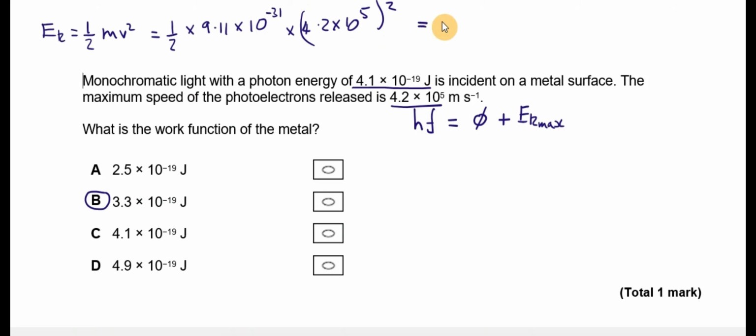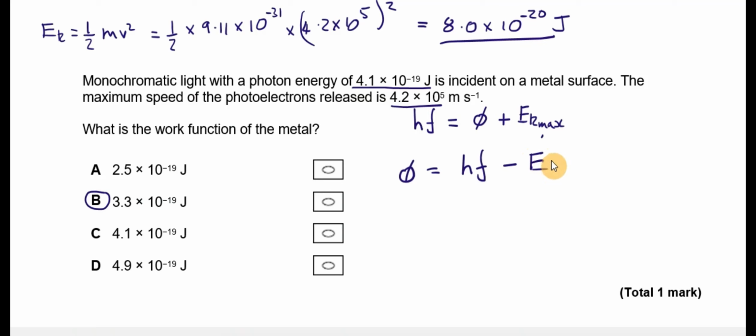And that gives an answer of 8.0 times 10 to the minus 20 joules. And I'll be able to use that number for EK max in this equation. So I'm just going to rearrange this equation because we're trying to find the work function, phi, which is going to be equal to the energy of the photon, hf, minus the maximum kinetic energy.